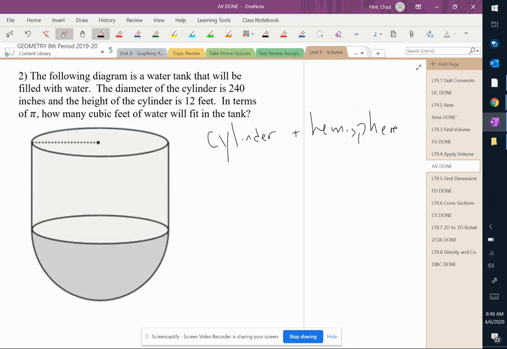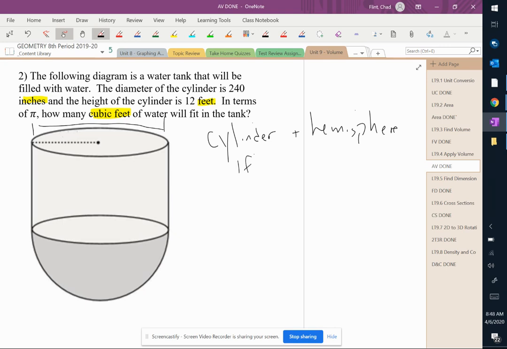So the diameter of the cylinder is 240. So from there to there is 240. And I've got to look at my units. Be careful here. Inches, feet. And it says how many cubic feet. So you have everything to be in feet. So I'm going to change the inches into feet right now.